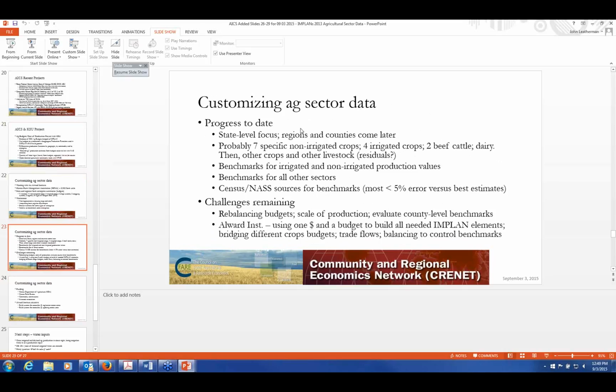Functionally, what I'm going to be able to give them is a budget and one number that I think is going to be the best benchmark that needs to be achieved with that given production sector. It'll either be output or perhaps value added, and then they're going to need to build out all of the other necessary IMPLAN elements in order to make it work within the SAM and IMPLAN system.